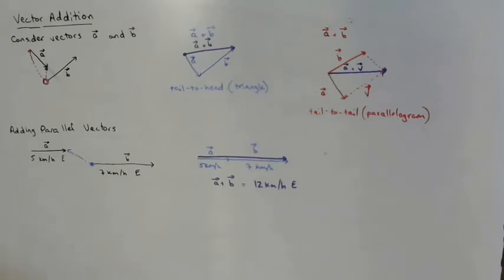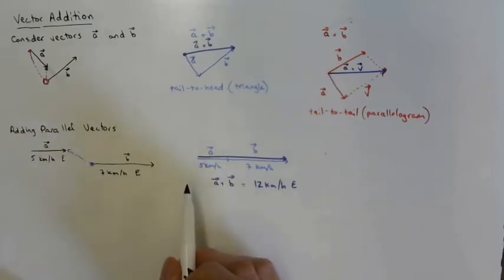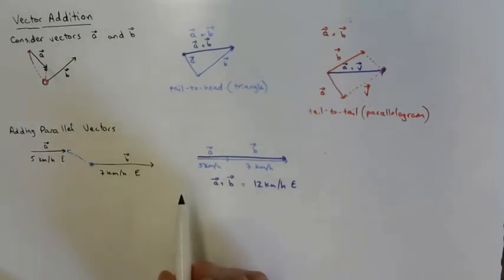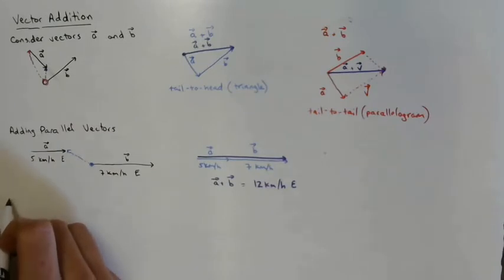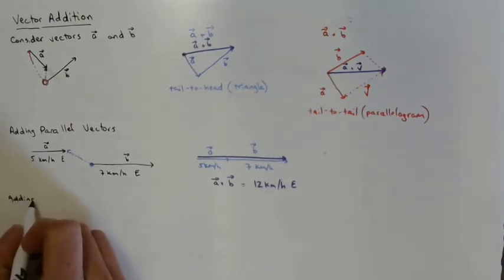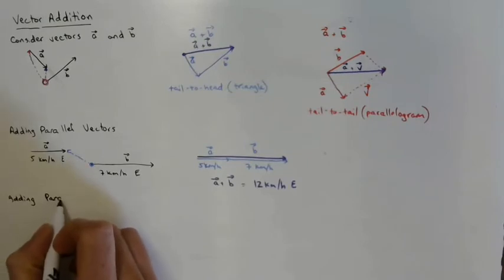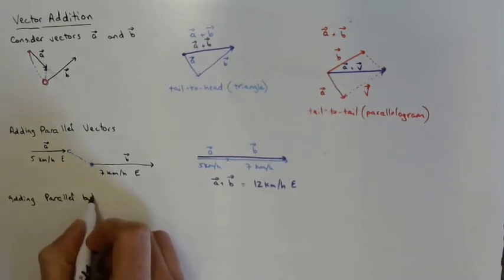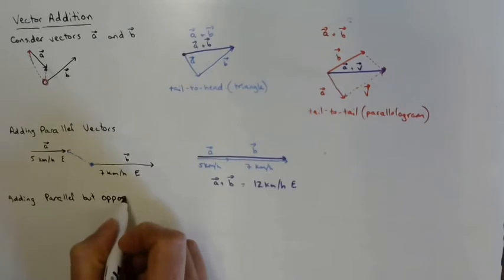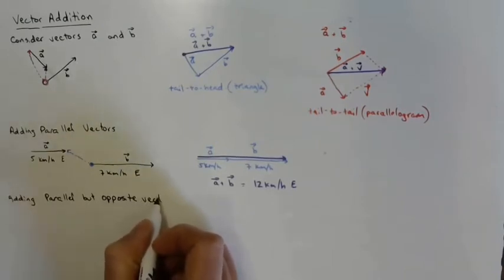So for parallel vectors having the same direction, all you have to do is add their magnitudes, and the resultant then has the same direction as the original vectors, okay? Well, what about adding parallel but opposite vectors?